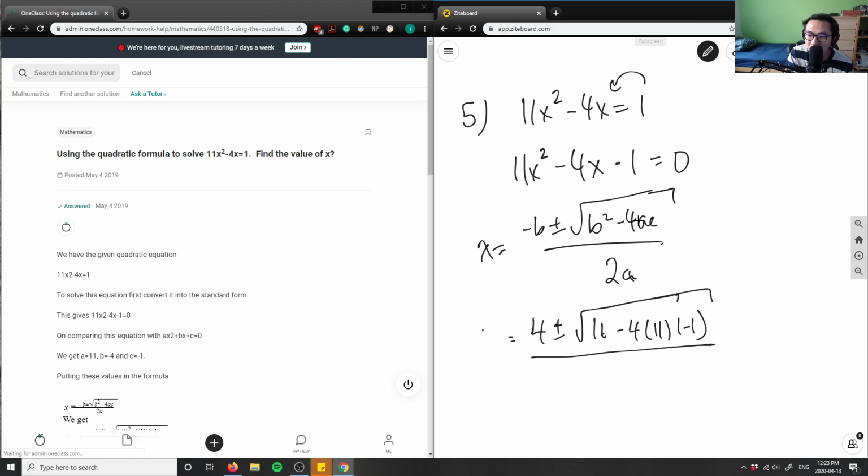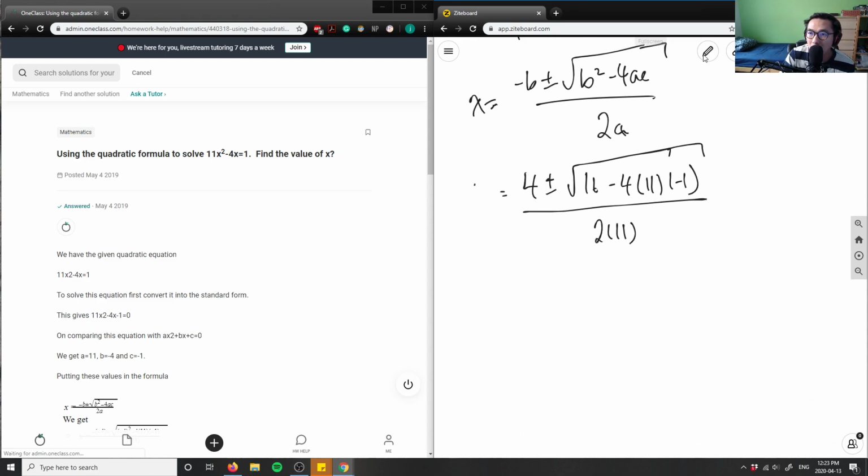So 4 times 11 times negative 1, all over 2 times 11, right? That's 2a here. And then what we're going to do is simplify the square root first. So this equals 4 plus minus the square root of 16 minus 4 times 11 times negative 1. So 4 times 11 is 44, times negative 1 is negative 44, all over 2 times 11, which is 22.